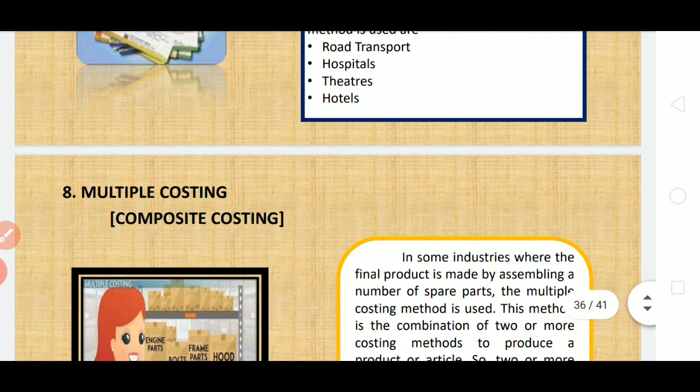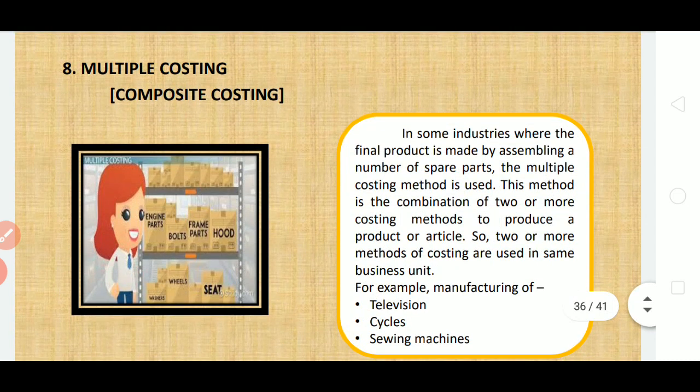Now, our last method is multiple costing or composite costing. In some industries where the final product is made by assembling a number of spare parts, the multiple costing method is used. This method is the combination of two or more costing methods to produce a product or article.